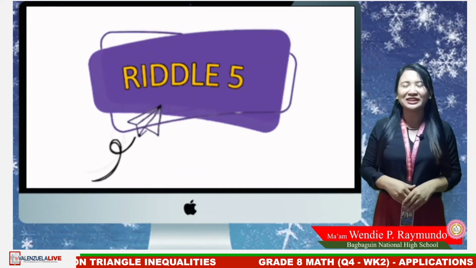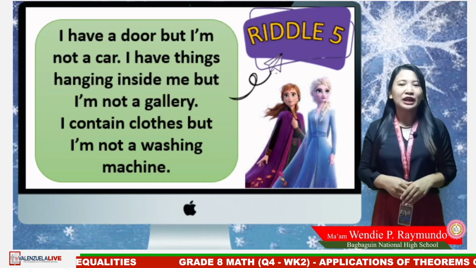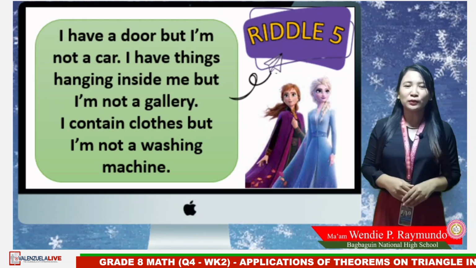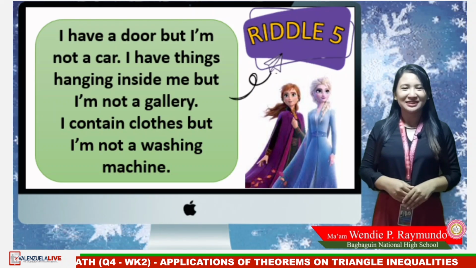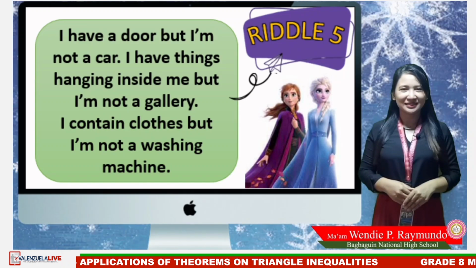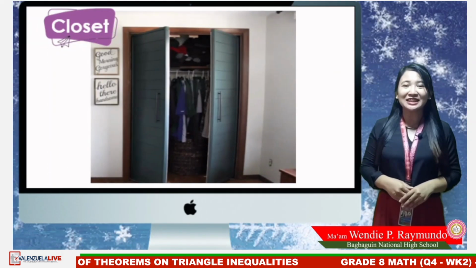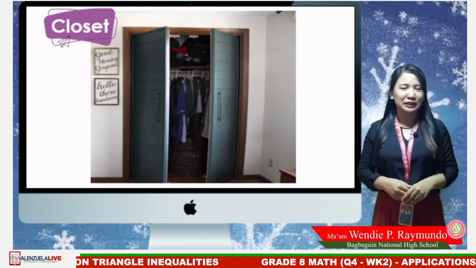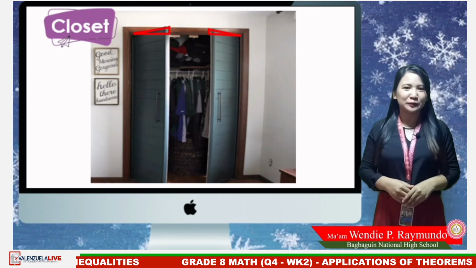And for our last riddle, I have a door, but I'm not a car. I have things hanging inside me, but I'm not a gallery. I contain clothes, but I'm not a washing machine. The correct answer is closet. Same also with the gate, when you open a closet like this, it will also form a triangle.